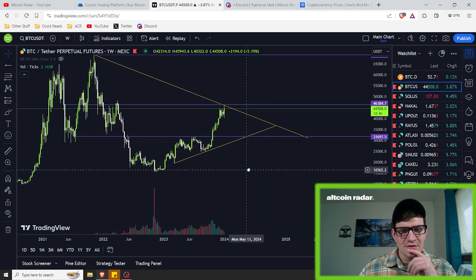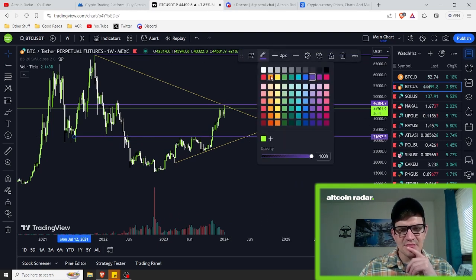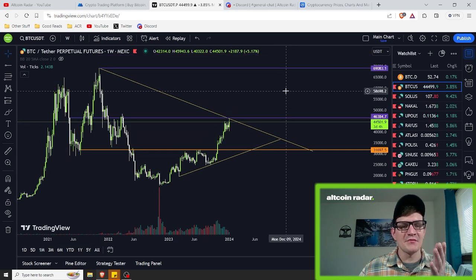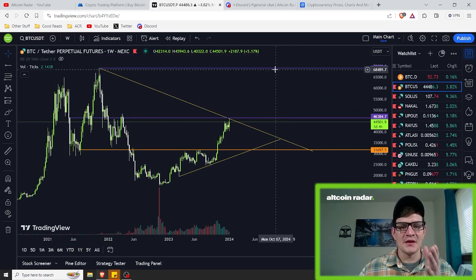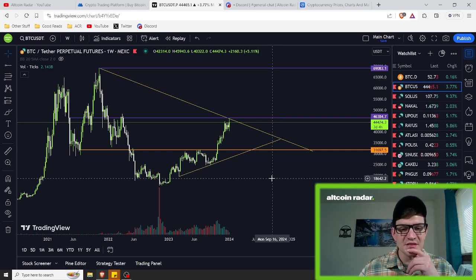Oops, sorry, that is not a support resistance level, that's support. I usually mark out my resistance levels as purple and my support levels as orange, just to keep them color coded. It's just easier for me personally to deal with.